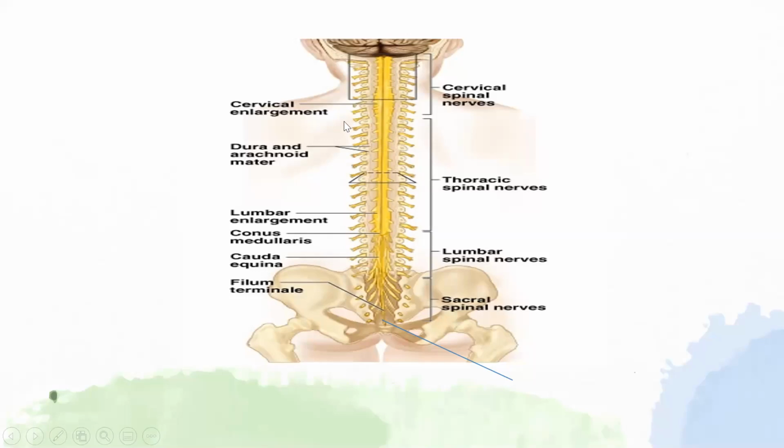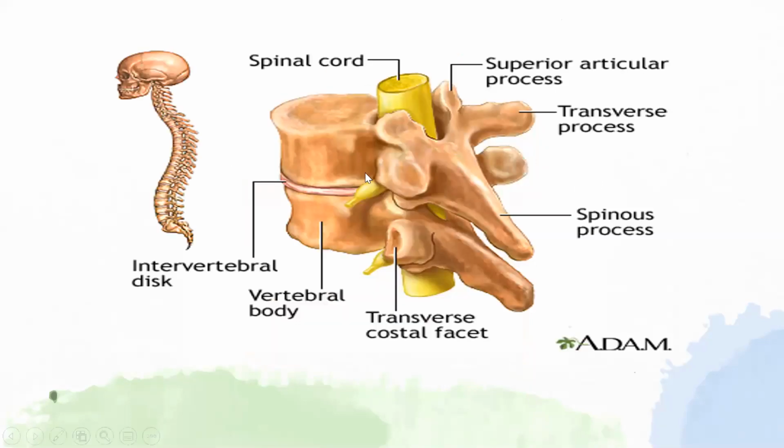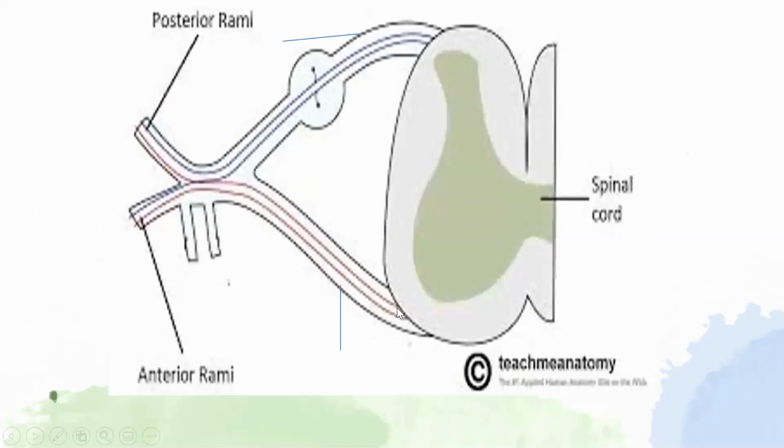Arising from the spinal cord are what we call the spinal nerves. We have 31 pairs of spinal nerves: 8 cervical, 12 thoracic, 5 lumbar, 5 sacral, and 1 coccygeal. And you can see here the spinal cord is protected by the vertebral column. The spinal nerve is formed by the fusing of the ventral root and dorsal root.